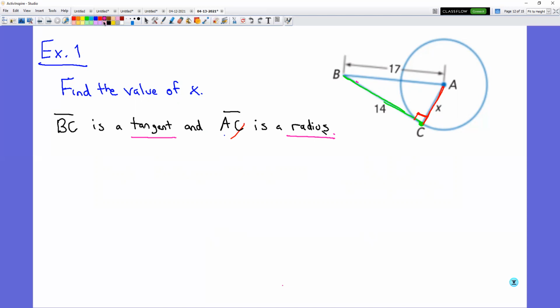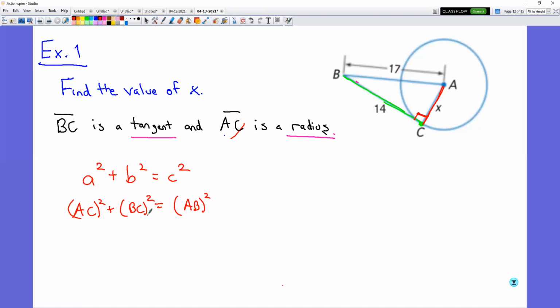As maybe you should know, the Pythagorean theorem is a squared plus b squared equals c squared. In this particular case, the hypotenuse is AB, so I'm going to replace the c with AB. Then AC is a leg, so I'll just put that right here. And then b is the other leg, which is BC. So there are my segments.